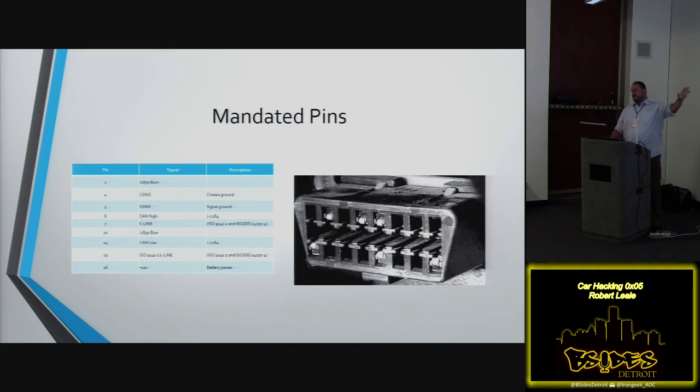Up to other networks. GM uses pin 1 for single wire CAN. Ford uses pins 3 and 11 for a secondary CAN bus. So you can get other CAN buses, other things like that. So there's a lot of different information that you can quickly discern from this connector.